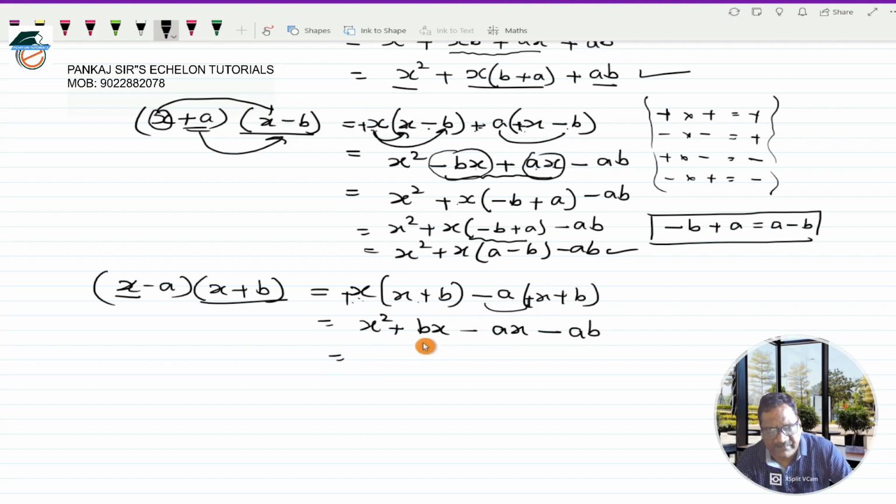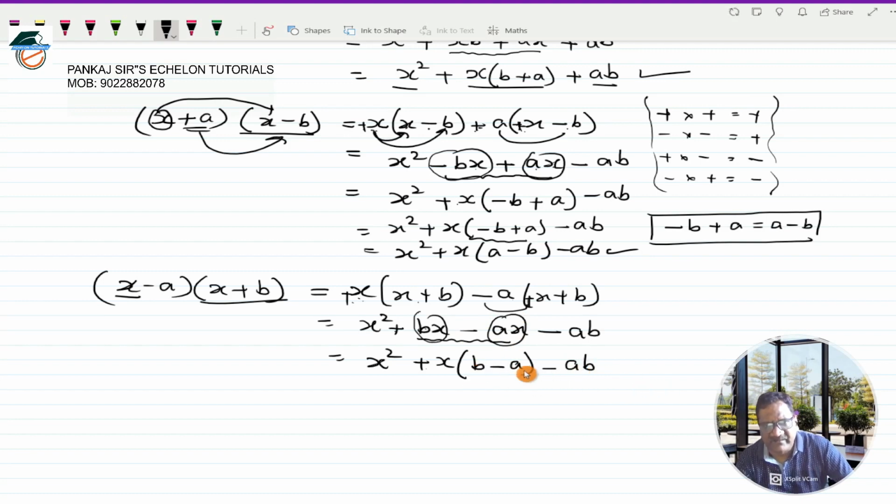Now, last step. These two terms you can see in the center. In these two terms, x is common. So I'll take this x square as it is. From these two terms, I'll take plus x as common. When I take plus x as common, from the first term, when plus x is gone, you are left with only b, plus b. Then when plus x is out from the second term, you are left with minus a. So b minus a. Then close the bracket and then minus ab.